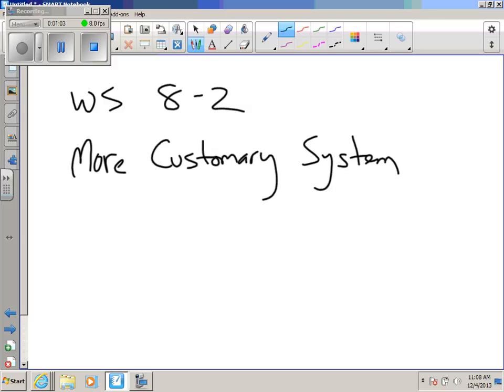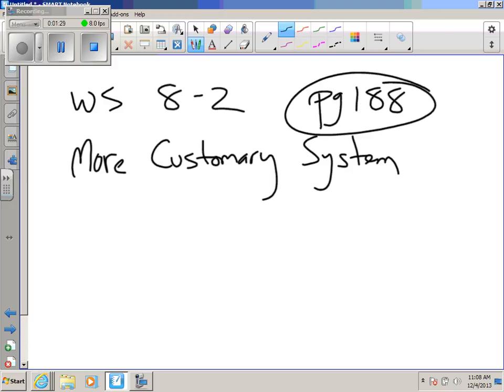It's not really a page. I mean, you've got your notes with your staircases, right? 8-2 had the chart on what page? 188. So if you want to have 188 open, that may help us. We're going to work through some of them in class today, like I said, and then you're going to be on your own.